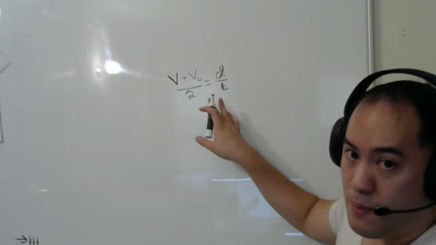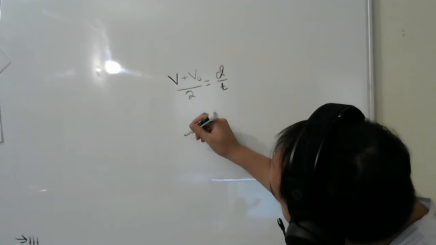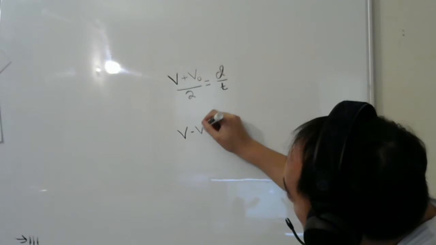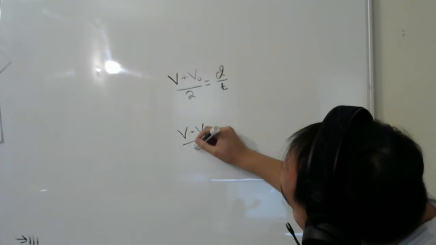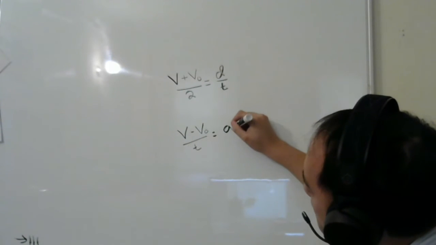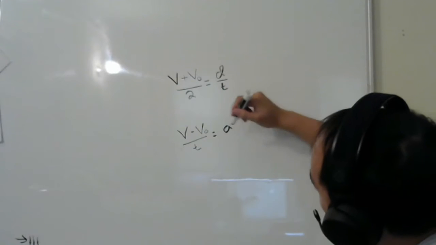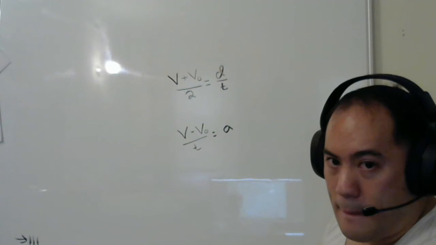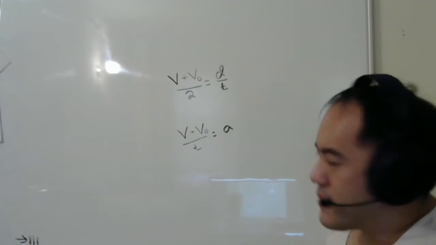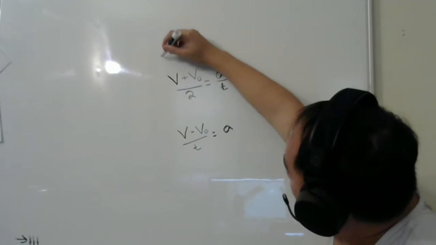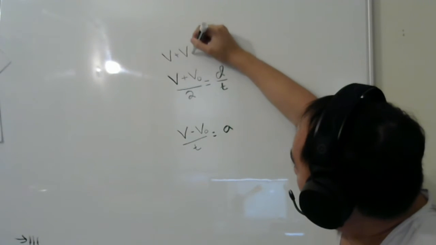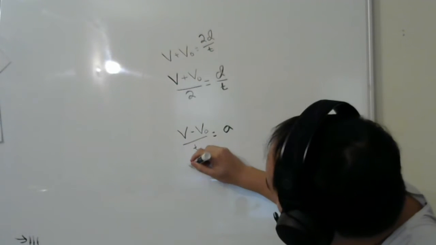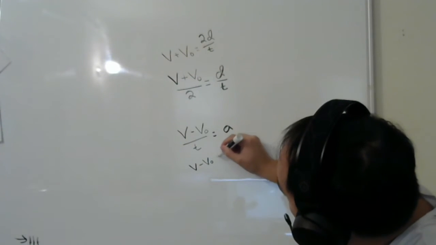A very similar looking formula, but not the same, we saw in the definition of acceleration. Acceleration is V minus V naught over T, not over 2 over T. Similar formulas, not the same. Okay, it's big brain time. V plus V naught is 2D over T. V minus V naught is AT.